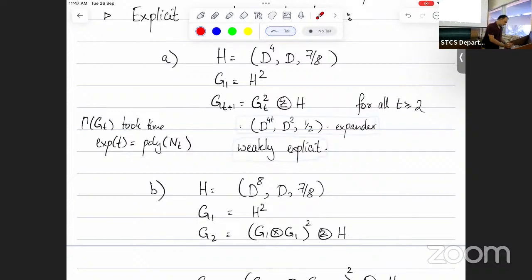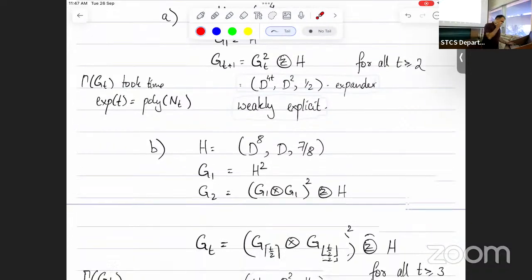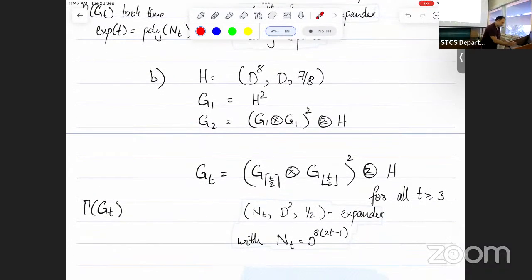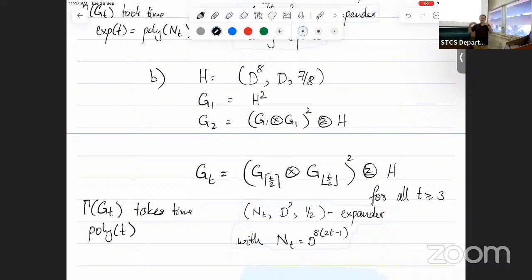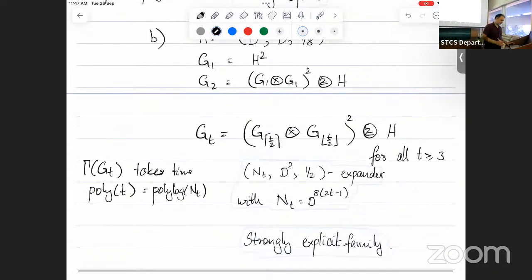The size, correct? The number of vertices. So this actually takes time poly in T rather than poly in 2 power T, rather than exponential in T, which is poly log in the number of vertices. And therefore this gave us a strongly explicit construction. Okay, so this was the brief recap of what we did last time.